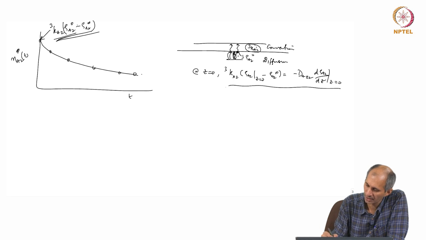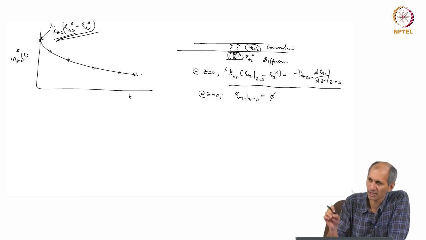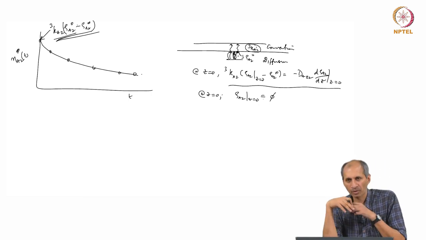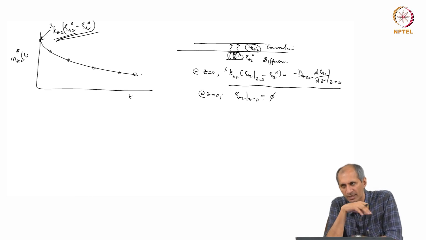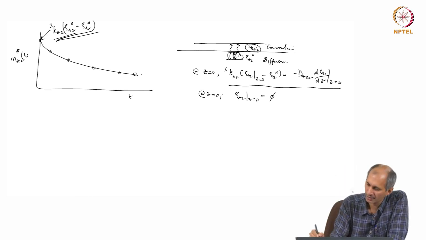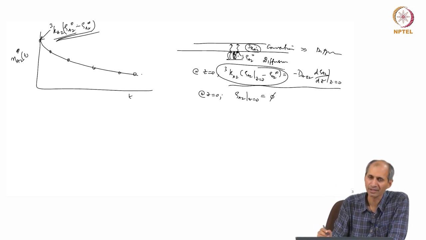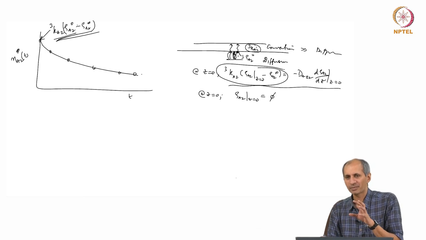Instead of this, what we are saying is at z equals 0, we are saying that rho a 2 at z equals 0 is 0, there is nothing there. The moment it comes, it is gone, it is taken away by the convection. However slowly it is coming, it is taken away immediately. So, what we are arguing is that this convection is much larger than diffusion, and therefore, this term dominates in comparison to this.